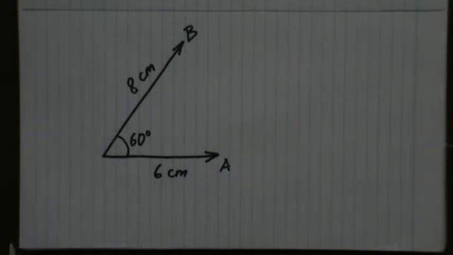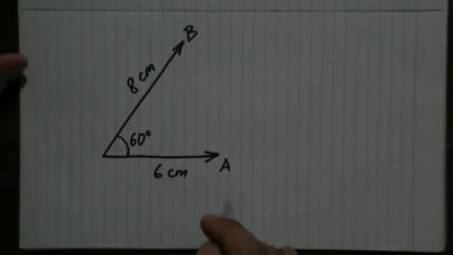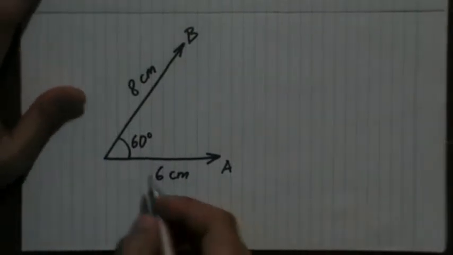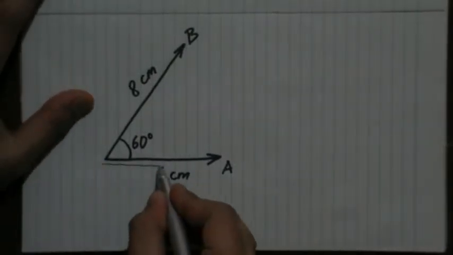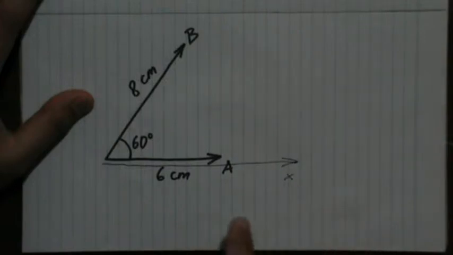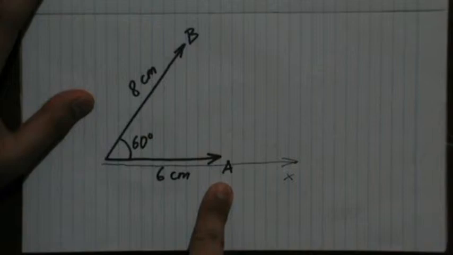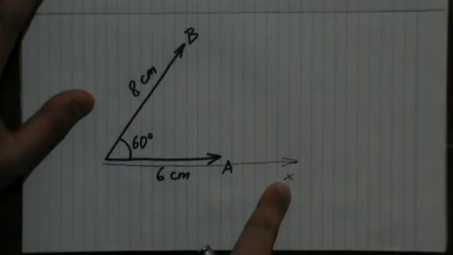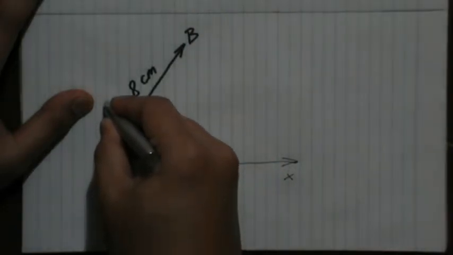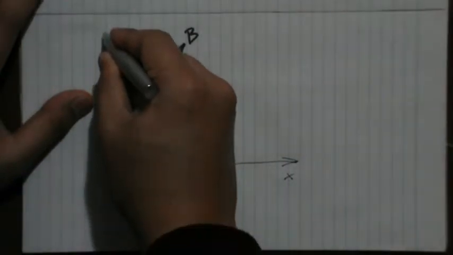So first, let us imagine that we have an x-axis and y-axis, and let's put the x-axis like this. So the vector a is sitting on the x-axis, and this is the y-axis.